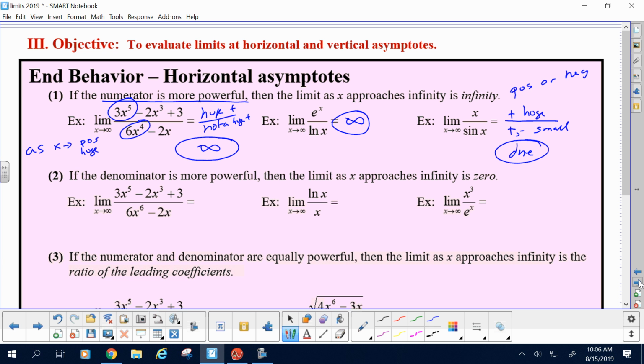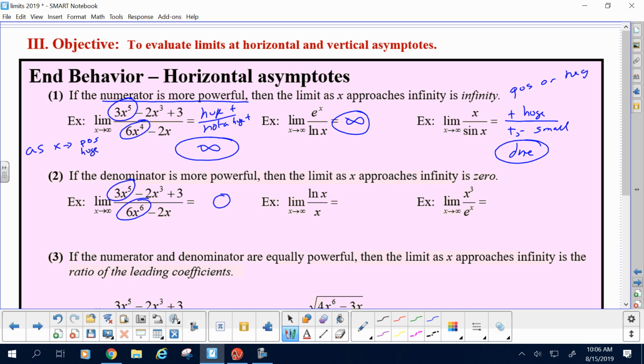Now, the case is, what if the denominator is more powerful? If you have fractions where the denominator is way bigger, what kind of numbers do you get? Big or small? Yeah, when you divide by a huge number, you get a small number. So in this case, the dominant term is 3x to the fifth, and then here the denominator, dominant term is 6x to the sixth, and the x to the sixth wins, so it's going to go to 0, and in that case, the sign really wouldn't matter, although we're talking positive, so it would be 0 plus, so, you know, it'd be positive small numbers, okay?